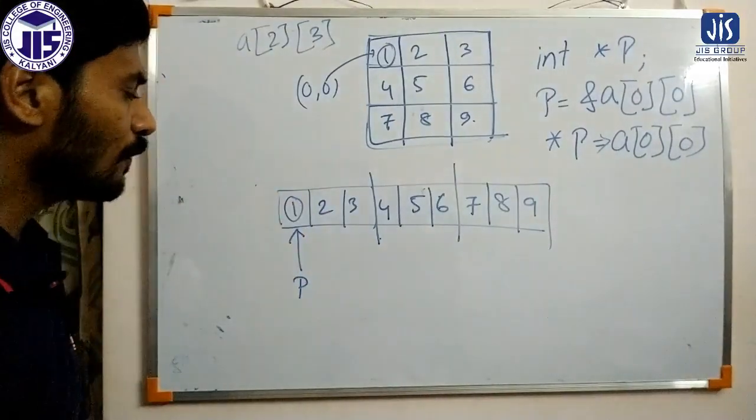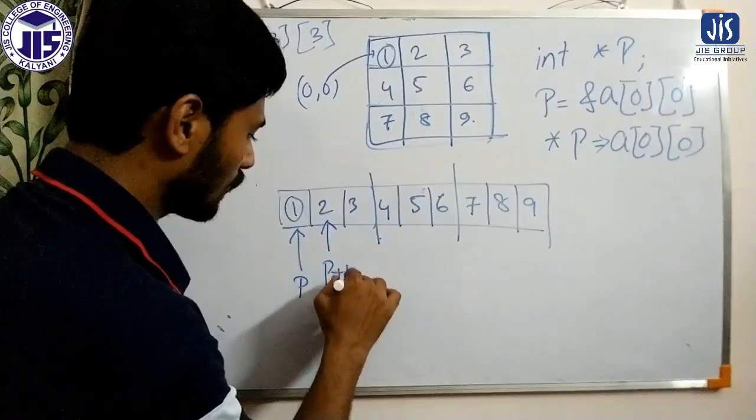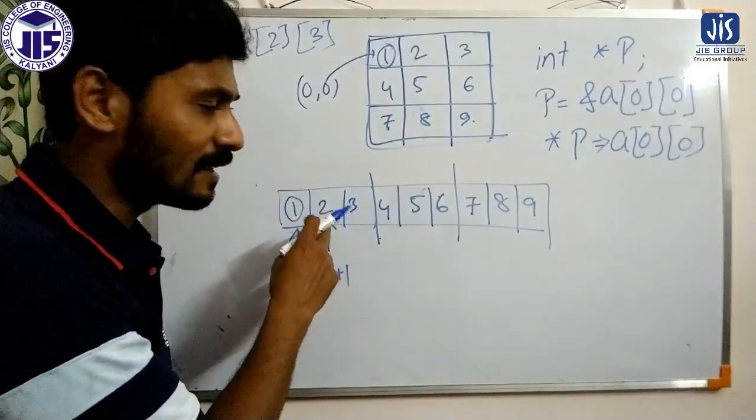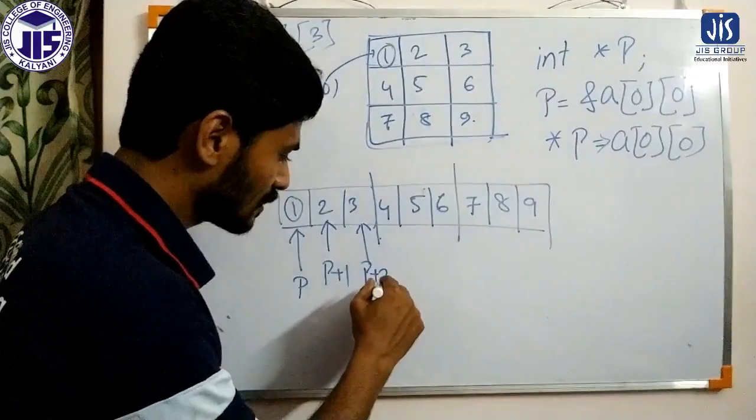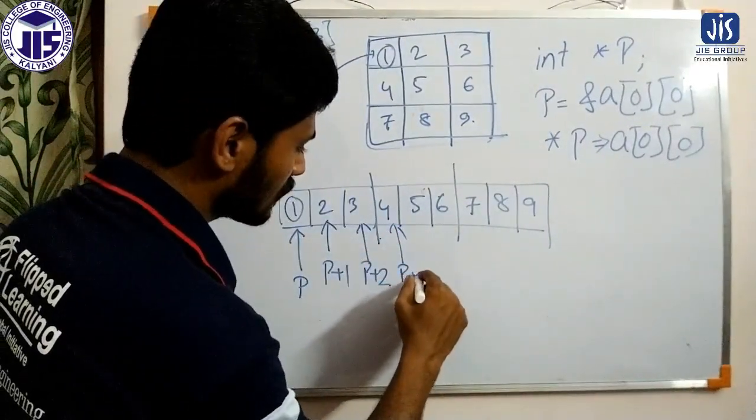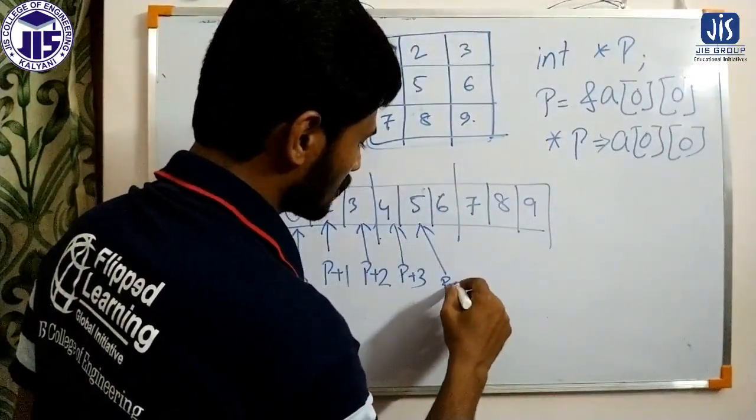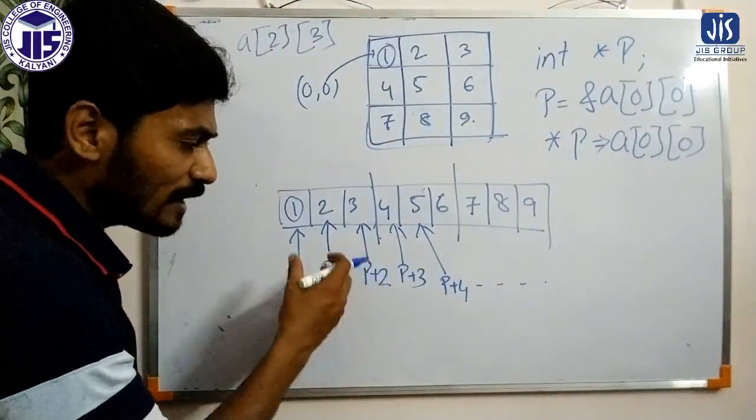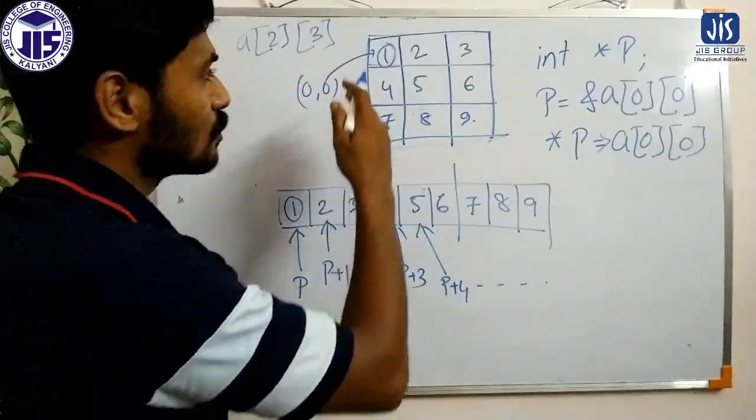Now, if we want to access this element, just p plus 1, because only one increment will address this element. If we want to access this element, it will be p plus 2. If we want to access this, it will be p plus 3. It will be p plus 4 and so on. In that way, just by increasing the value of p, gradually we can change the elements.